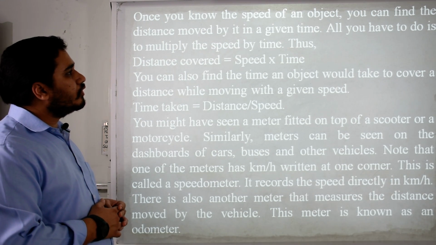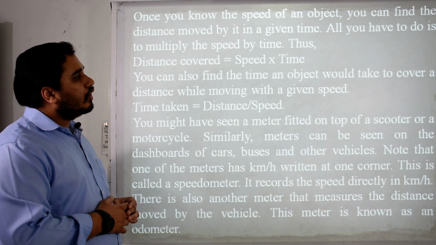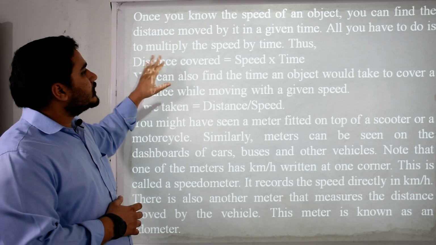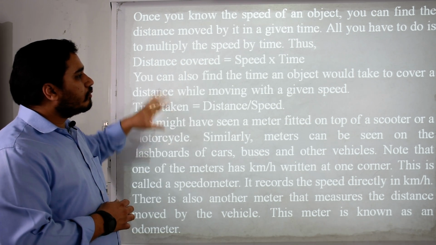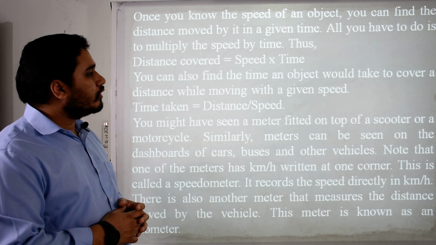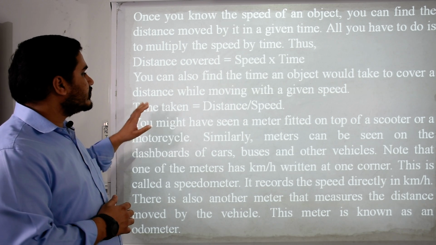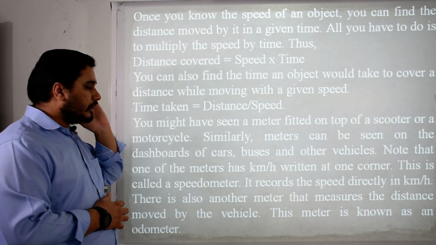Once you know the speed of an object, you can find the distance moved by it in a given time. All you have to do is multiply the speed by time, that is, distance covered equals speed into time. That is the formula of distance, and here is the formula of time. You can also find the time an object would take to cover a distance while moving at a given speed, that is, time taken equals distance upon speed.